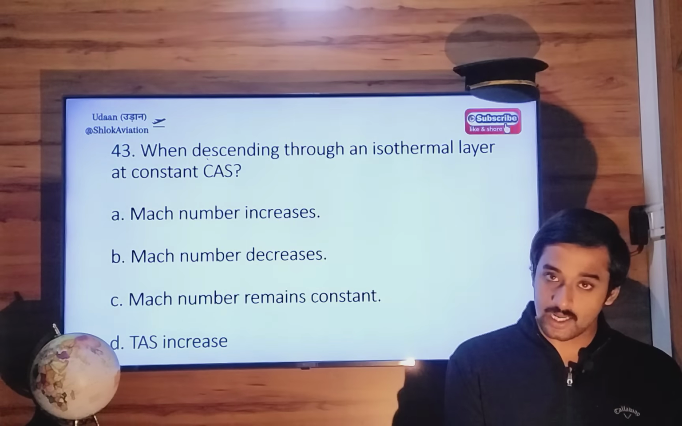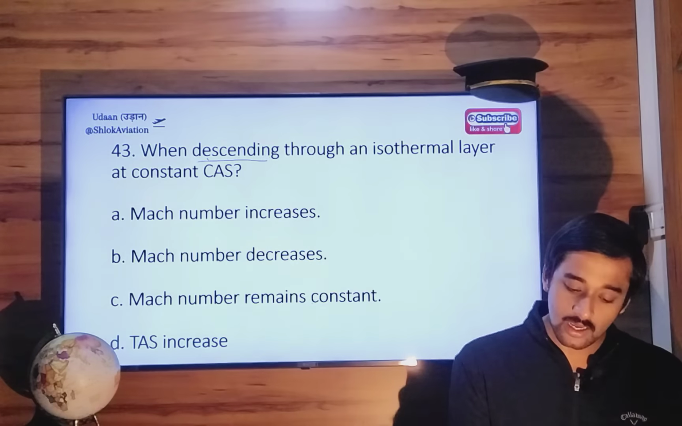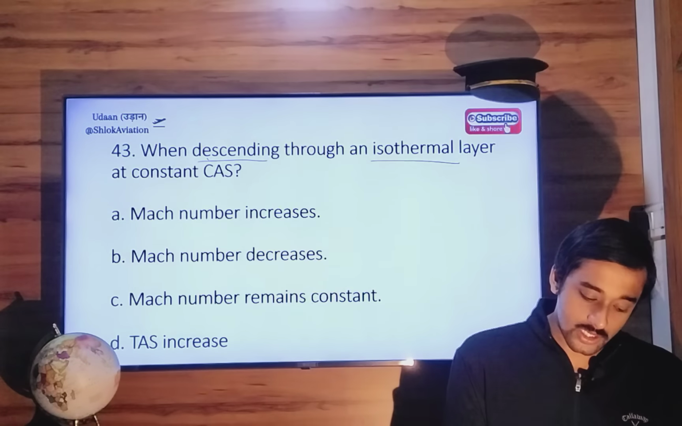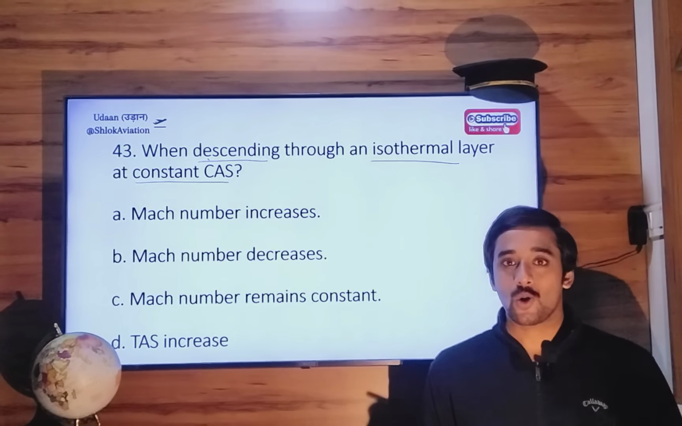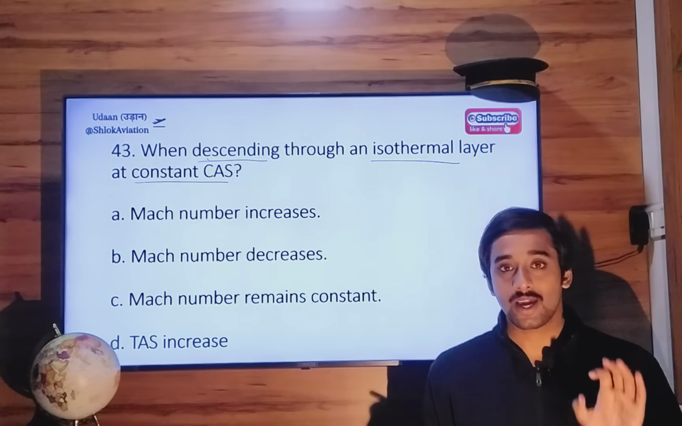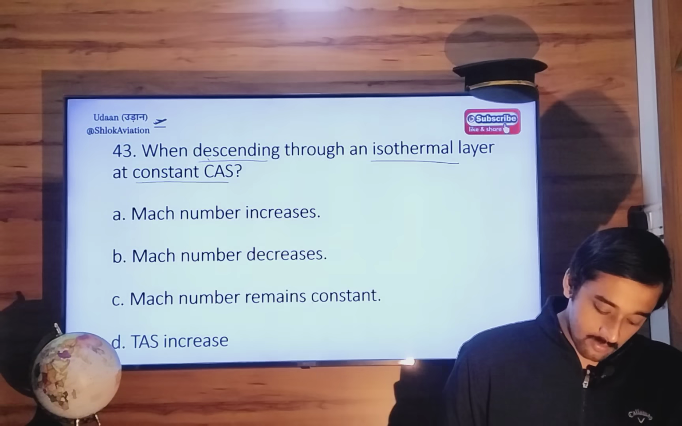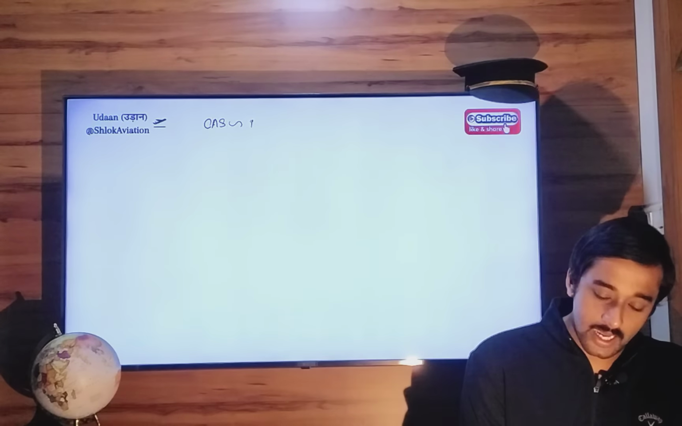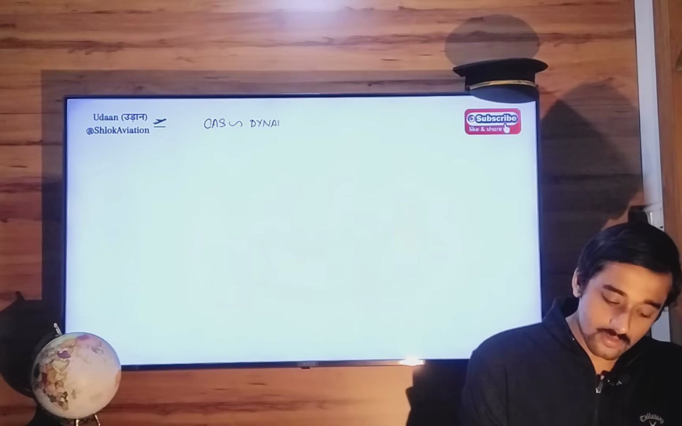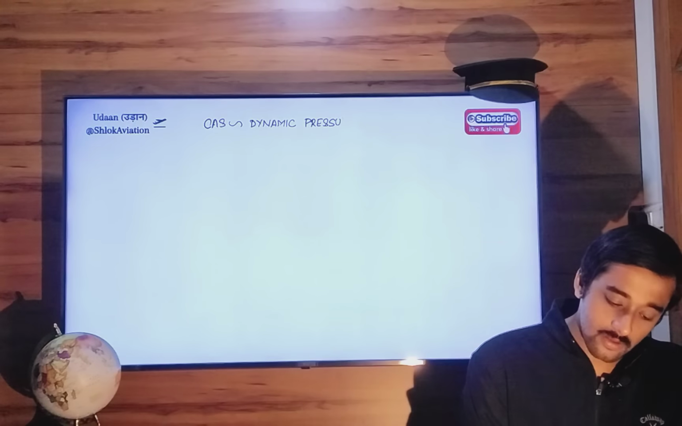When descending through an isothermal layer, so you are descending in an isothermal layer at constant calibrated airspeed. Now, like I said, your calibrated airspeed is nothing but an output which is proportional to dynamic pressure, right? It's proportional to dynamic pressure.